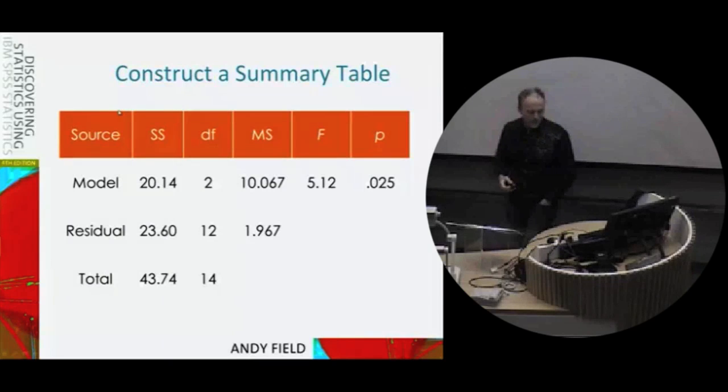So in SPSS, you end up with this table, which you will have seen before. The sums of squares that we've just computed for the model, the error, and the total. The degrees of freedom associated with each one. And the mean squares, which you can compute from these 2 things. So 20.14 divided by 2 gives us 10. Then you'll have the F ratio and you'll have a p-value.